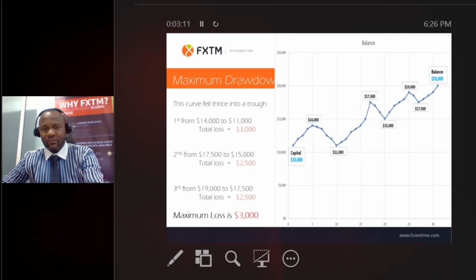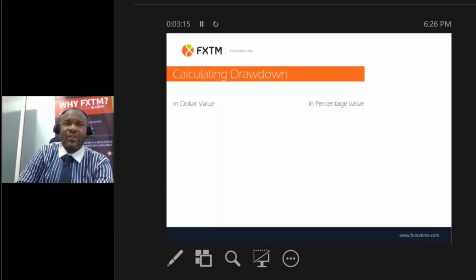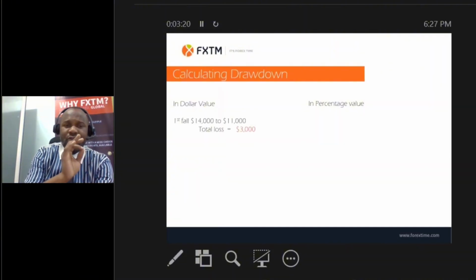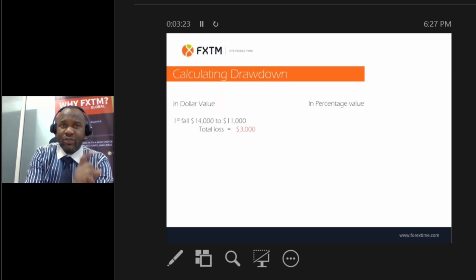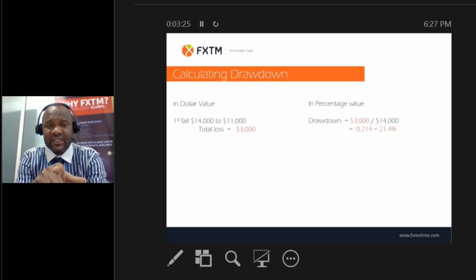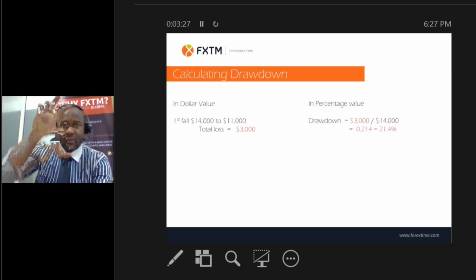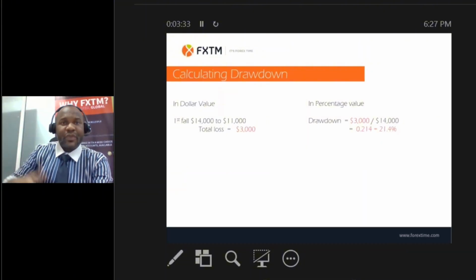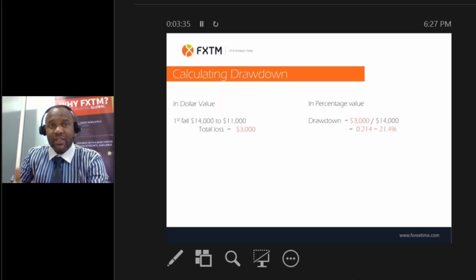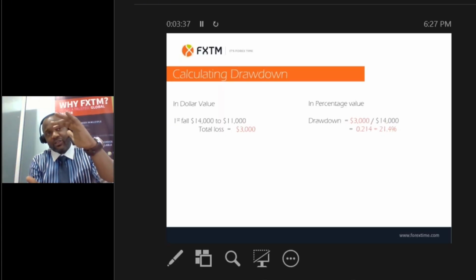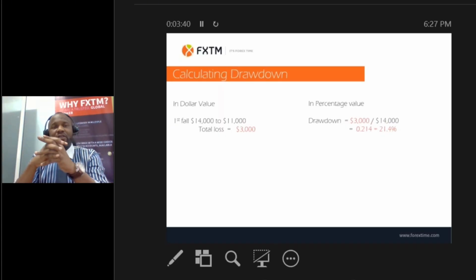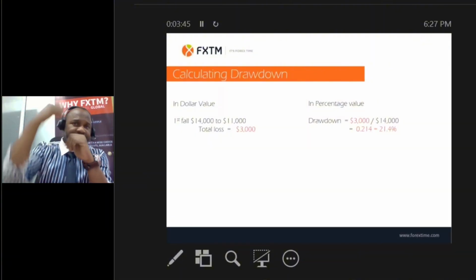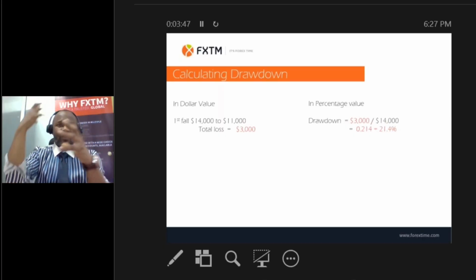So let's go ahead. In dollar value and in percentage value, it's simply like this. The dollar value has been shown to you earlier. The first fall was from 14,000 to 11,000. I told you the guy lost $3,000. But in percentage, they will calculate it like this: the fall divided by the initial amount before the fall, then convert to percentage times 100%. So if the guy lost $3,000, they will say $3,000 divided by what was the money before he fell, $14,000. So $3,000 divided by $14,000.